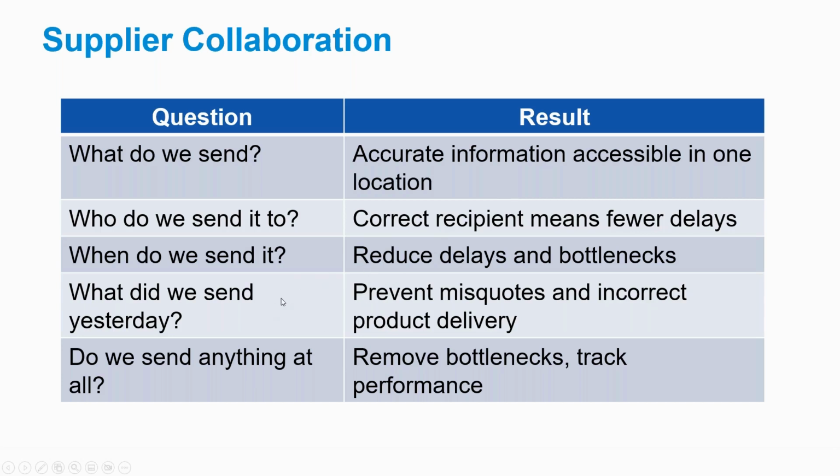Who do we send it to? We send it to the right people, fewer delays, we get our parts back, we deliver faster. We can reduce delays and bottlenecks by knowing when to send things. Affirmative confirmation: we're ready to send this, let's send it off. We can prevent misquotes, we can prevent incorrect product delivery.